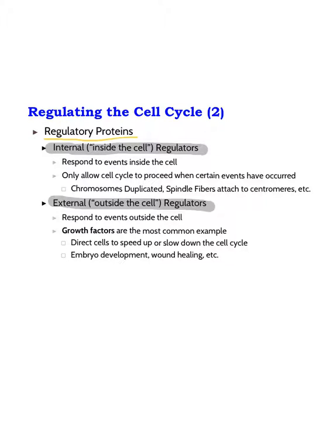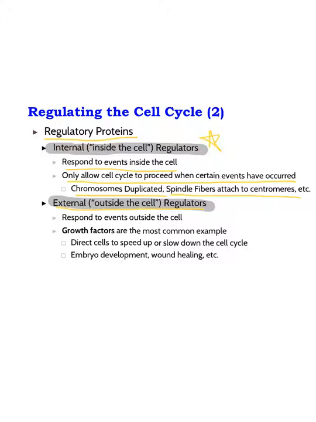So one group of proteins, internal regulatory proteins, respond to events occurring inside a cell. What they do is allow the cell cycle to proceed only when certain events inside the cell have occurred. For example, several regulatory proteins make sure a cell does not actually enter the phases of mitosis until its chromosomes have actually replicated. It's kind of like a timing mechanism. Another internal regulatory protein prevents a cell from entering anaphase until the spindle fibers have successfully attached to the centromeres. So there are certain events that internal regulatory proteins look for that allow them to assist in the timing of the cell cycle.